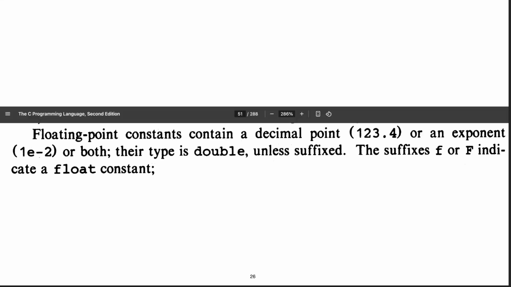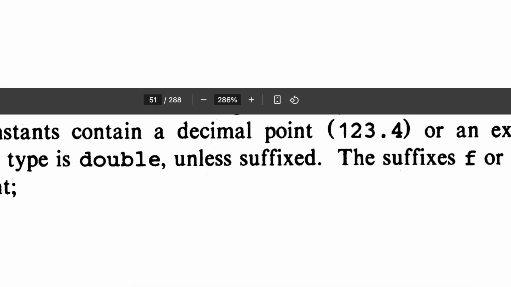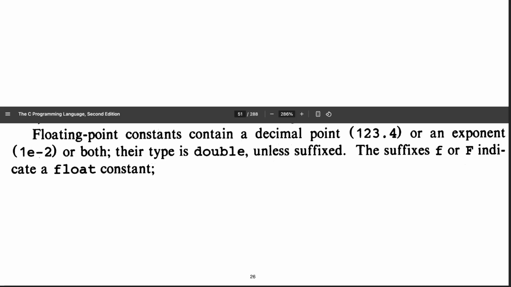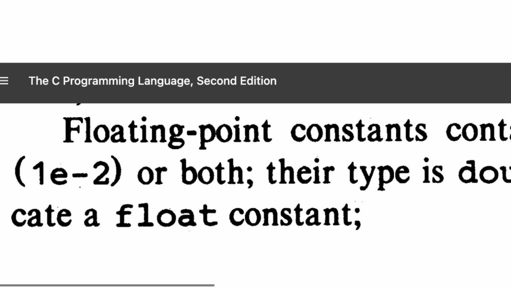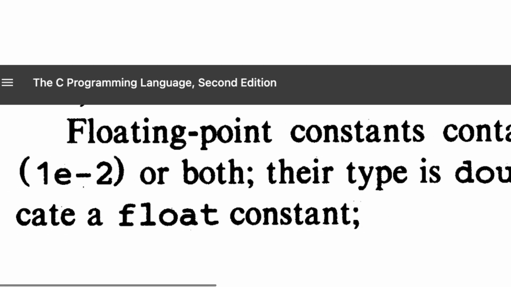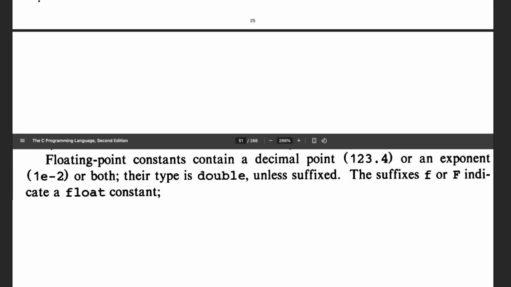In order to represent real numbers, we have floating point constants. It will contain a decimal point like this. If you observe this number, that is 123.4, this point is the decimal point, right? So these are your floating point numbers or floating point constants. Or you can also write in scientific notation, that is exponential form. That is 1e minus 2, which means 1 times 10 power minus 2. If I write 1e plus 2, that means 1 times 10 power 2. So you can write in scientific notation as well as in the open form notation like this.